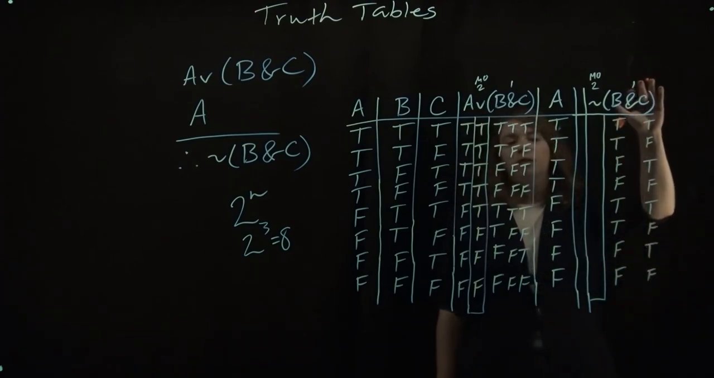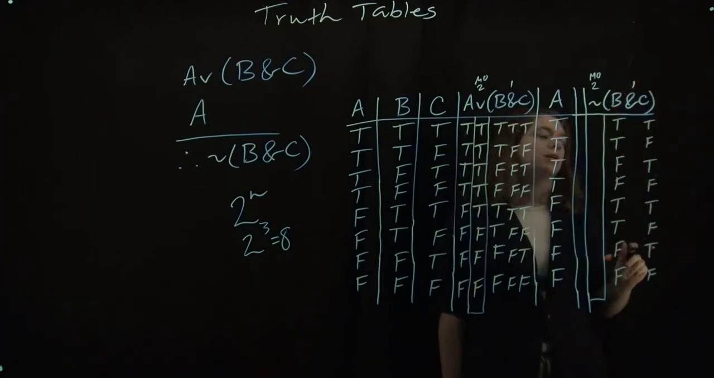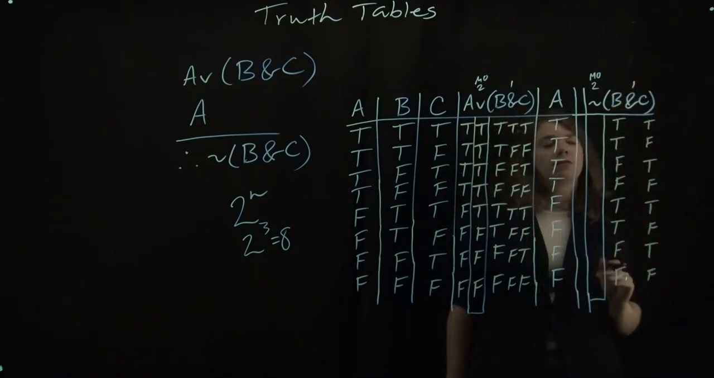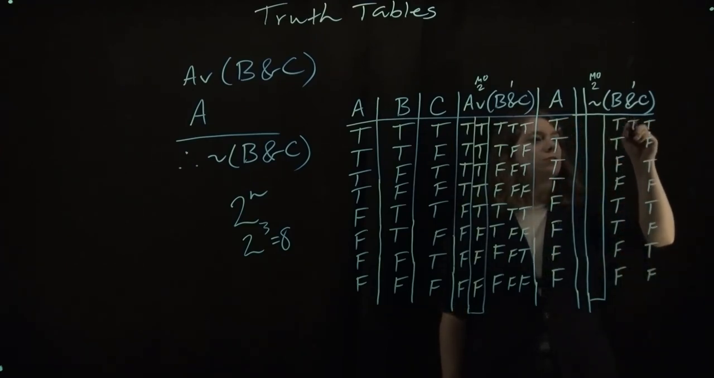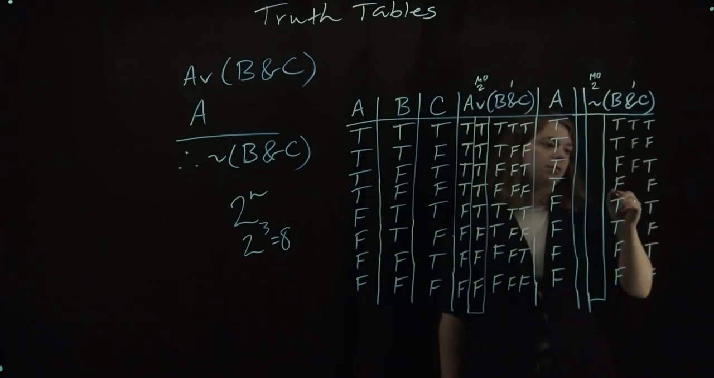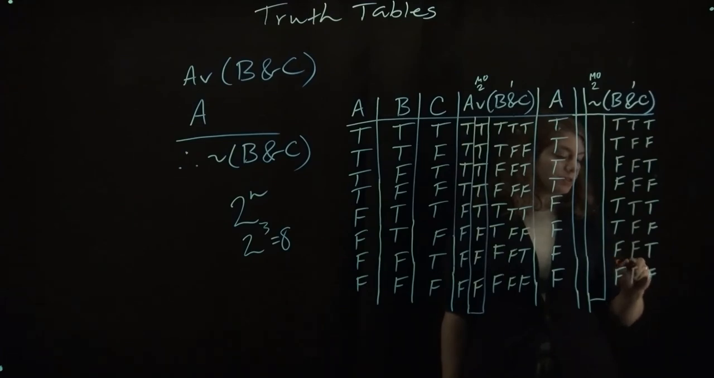And so let's start again. First operator is the ampersand, so let's just go down the line here. True and true is true, true false is false, false true is false, false false is false, true true is true, true false is false, false true is false, and false false is false.